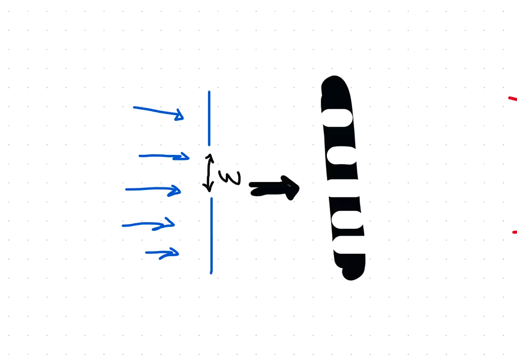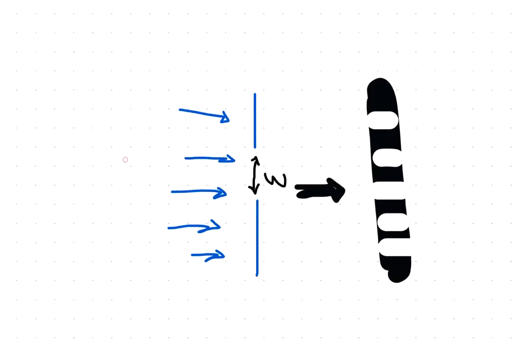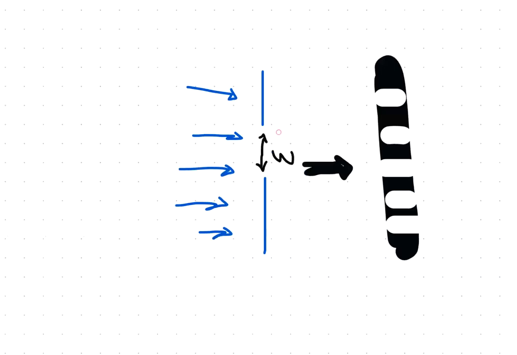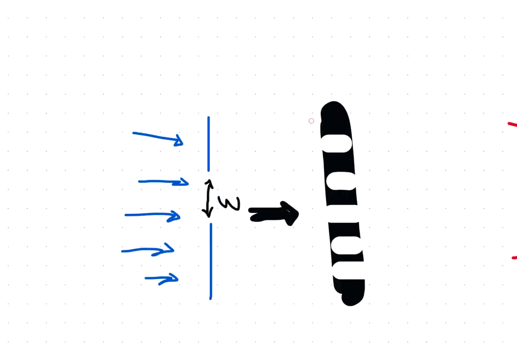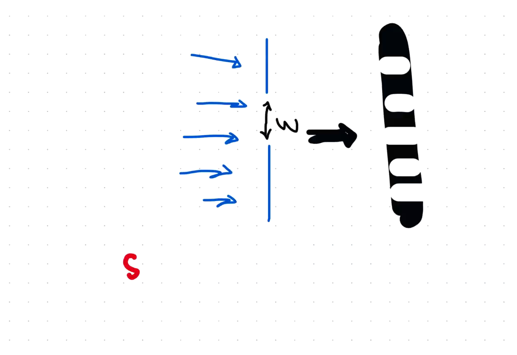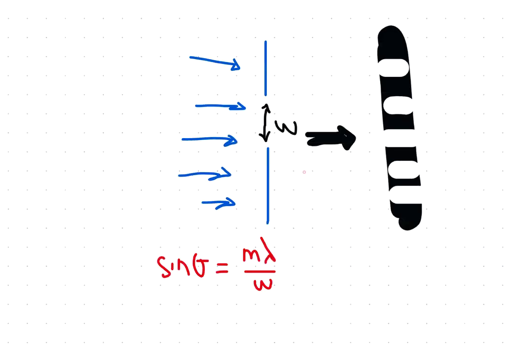So the main equation locates where the dark spots appear in single slit diffraction. So that would be sine theta. Sine of theta is equal to m times lambda over W. And so why are we using this equation? Well, it's because it connects the angle of the dark spots, theta, to the wavelength, lambda, and the slit width.